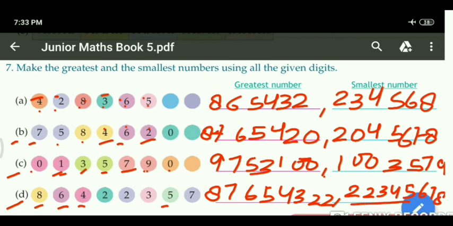Okay. So as I have done this part, similarly you will do the E part also. This part will be your homework. Okay. Note down, this question should be in your homework copy only.